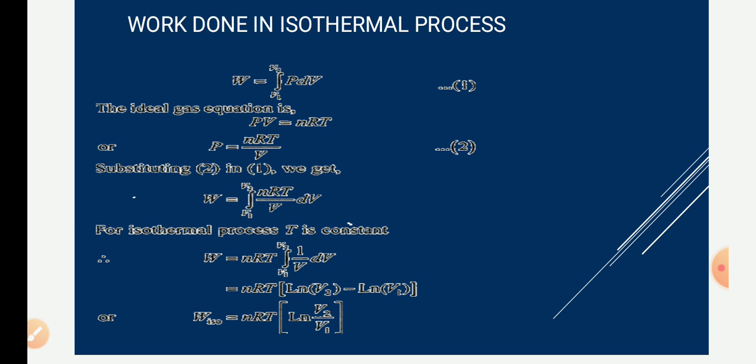Here n, R and T are constants. In an isothermal process, temperature is constant. So we take nRT out of the integral. So W equals nRT times the integral from initial volume to final volume of 1 by V dV. The integral of 1 by V is log V. We all know that. By substituting the upper and lower limits, log V2 minus log V1. Log A minus log B, we have the formula log A by B. So nRT log V2 by V1 is the work done in an isothermal process.